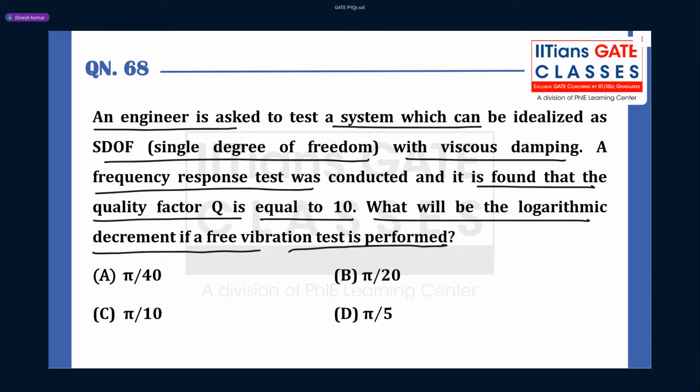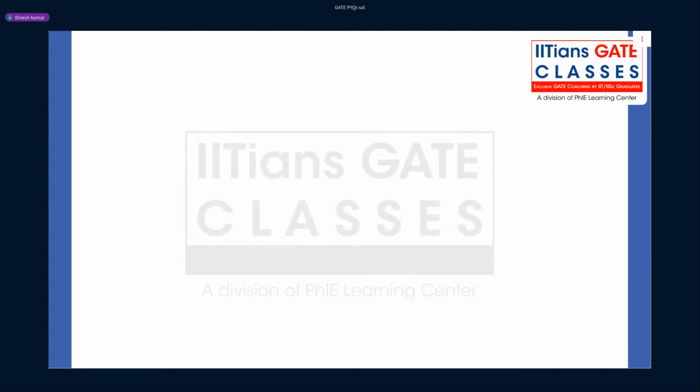So guys, first what we should know is, what is quality factor? The quality factor is nothing but the magnification factor at resonance. In viscous damping, in case of damped free vibration, the quality factor is given as Q = 1/(2ζ). They have given Q as 10, so from here we can find zeta. Zeta will be 1/20.